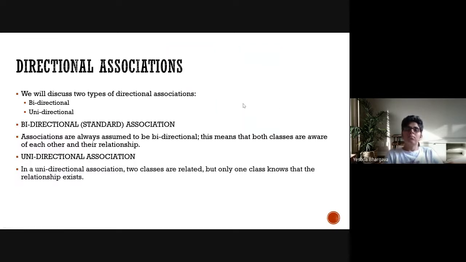Now, having talked about aggregation, composition, and multiplicity, let us try to understand the directional associations. Remember, association is the simplest form of relationship between two classes. When there are no arrows shown, that means it's a bidirectional relationship. However, when it's a unidirectional relationship, normally an arrow is shown in the class diagram.